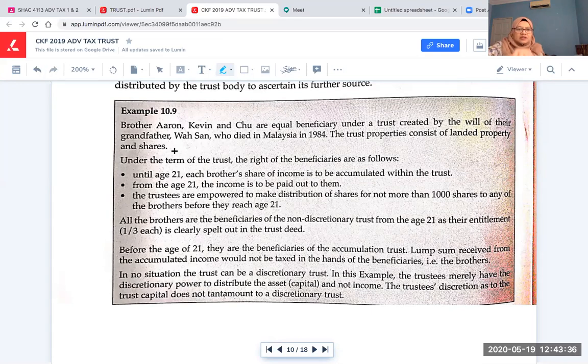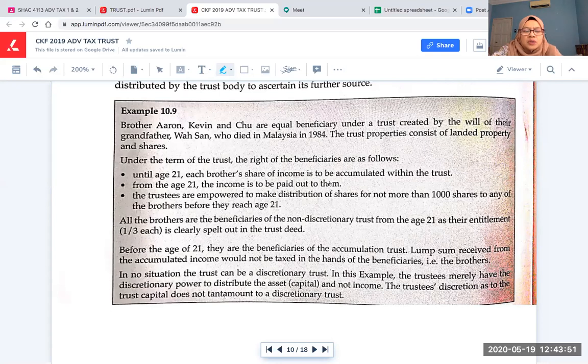Where is it spelled out in the trust deed? Can't find it. Alright, each brother's share of income is within the trust, remain unpaid.